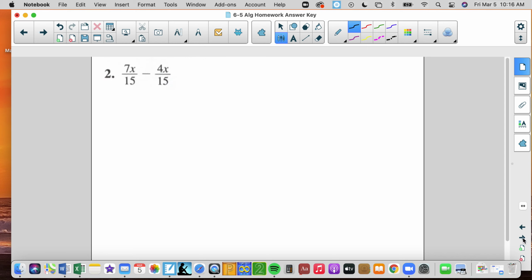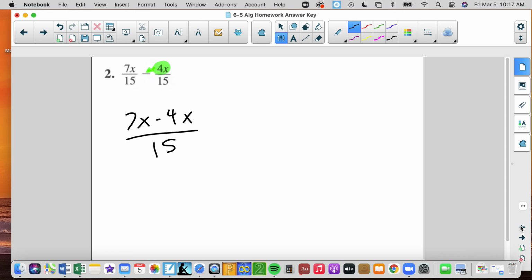Number 2, again, we have like denominators, but this time we notice the negative sign. Remember how I said this sign is attached to that term. So when we rewrite it in one numerator, we have 7x minus 4x over 15. And something that we have to remember with fractions is when we have a fraction like negative 1/2, that negative can either go in the numerator or it can go in the denominator. It's not going to go into both. There's only one negative.